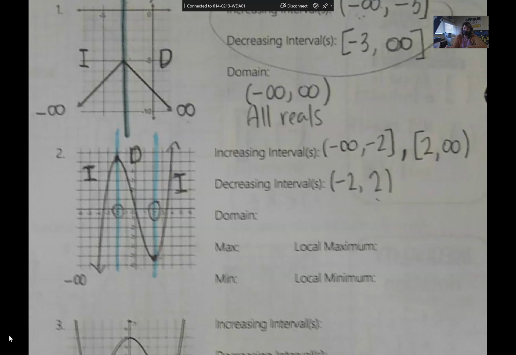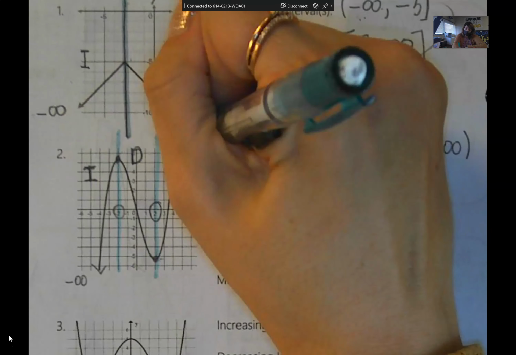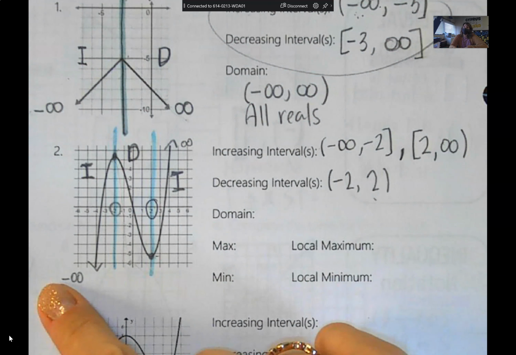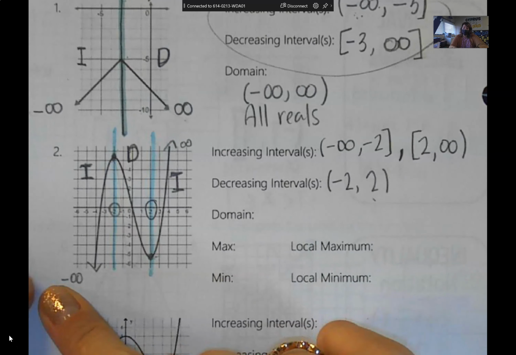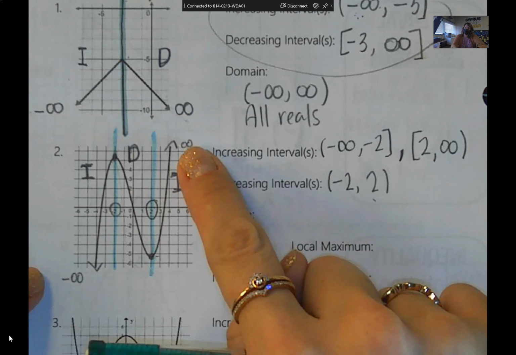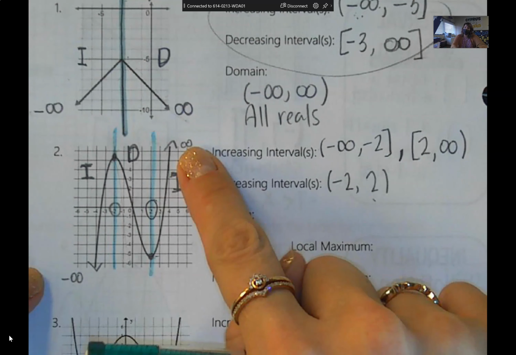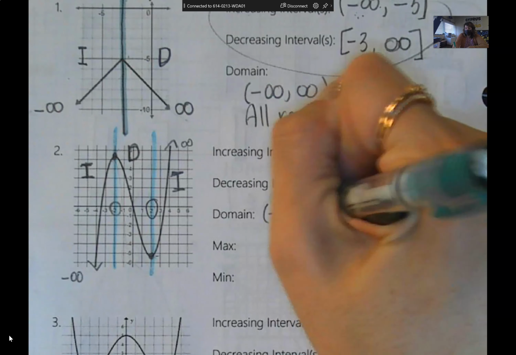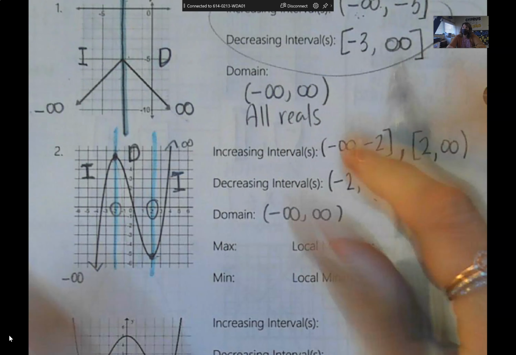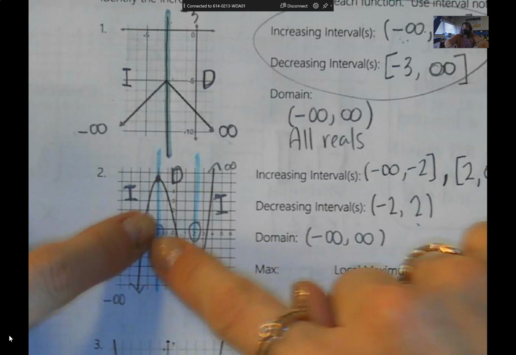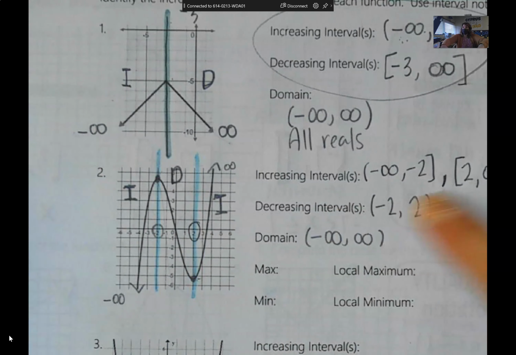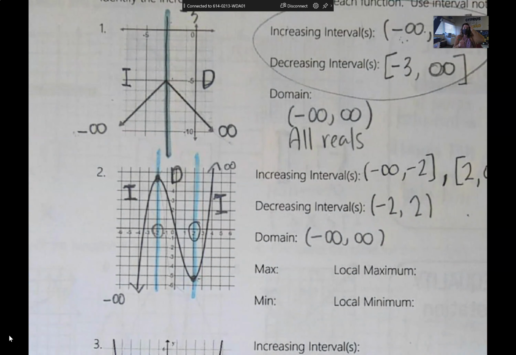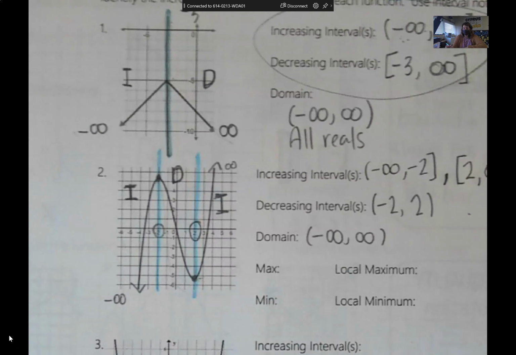Okay, domain. Well, our left-hand side says negative infinity, and our right-hand side says infinity. So what is it? All reals. So even though it looks like those arrows are pointing up and pointing down, as you move out on the graph, they will eventually hit negative infinity or positive infinity.